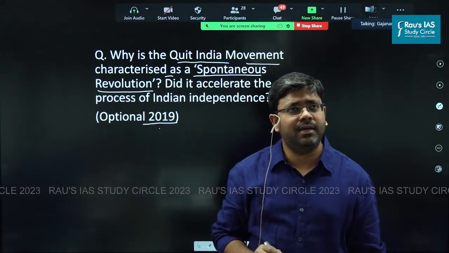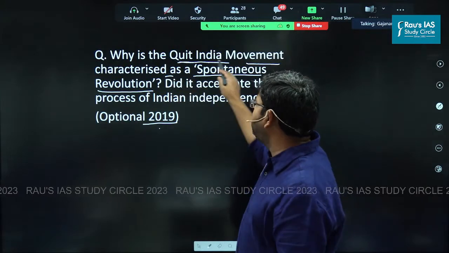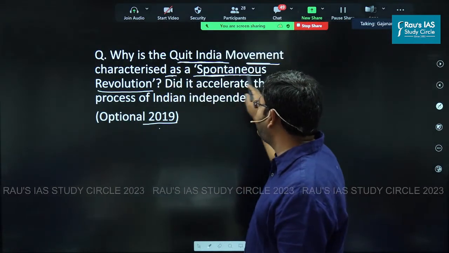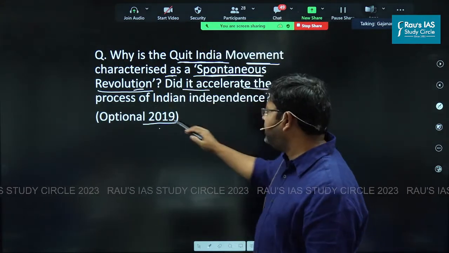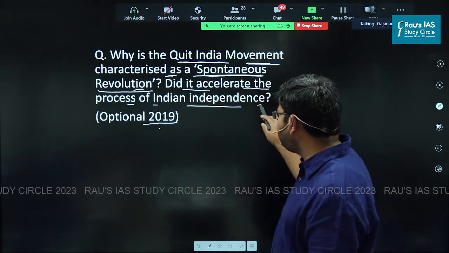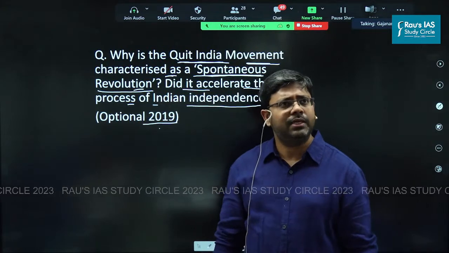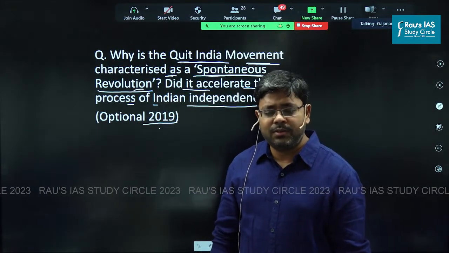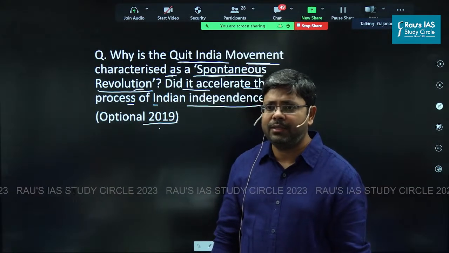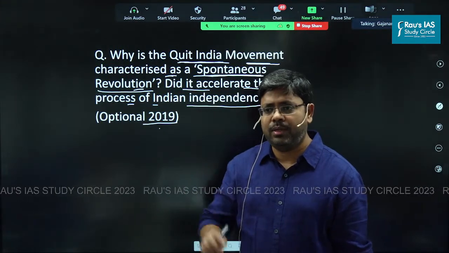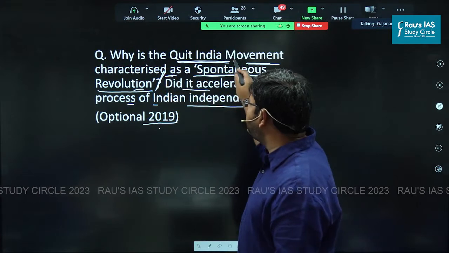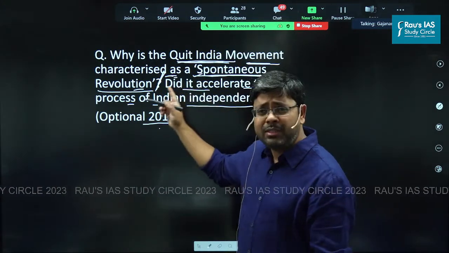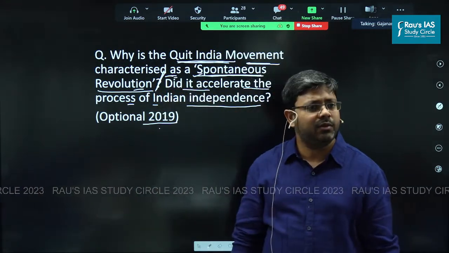The question asked: why is the Quit India movement characterized as a spontaneous revolution? Did it accelerate the process of Indian independence? There are two parts. First part, why was the Quit India movement spontaneous? That is what we have to prove.